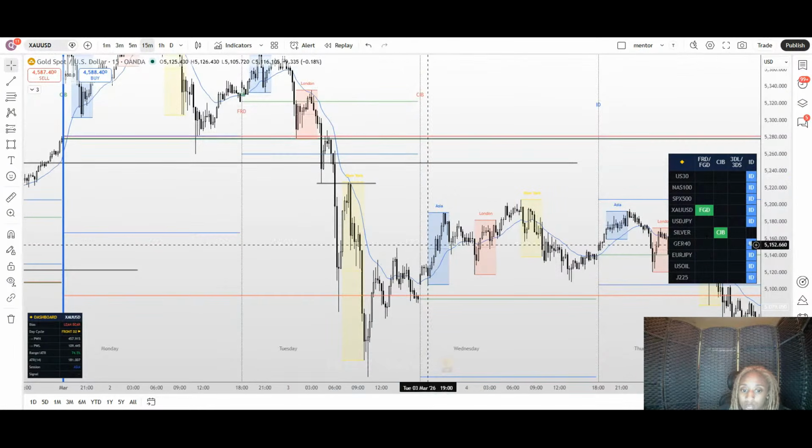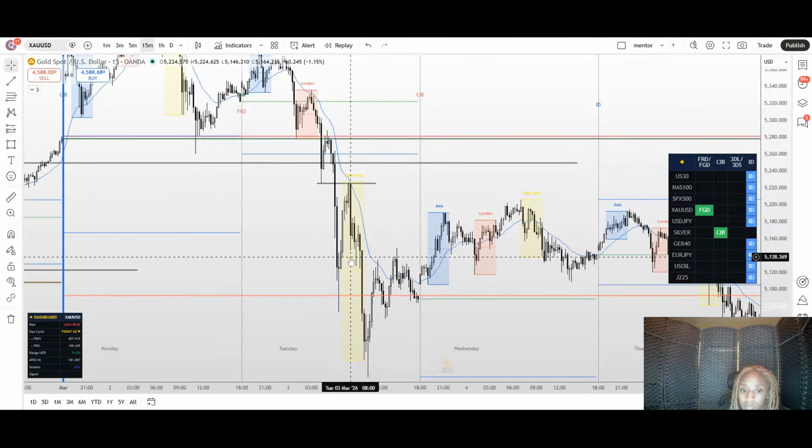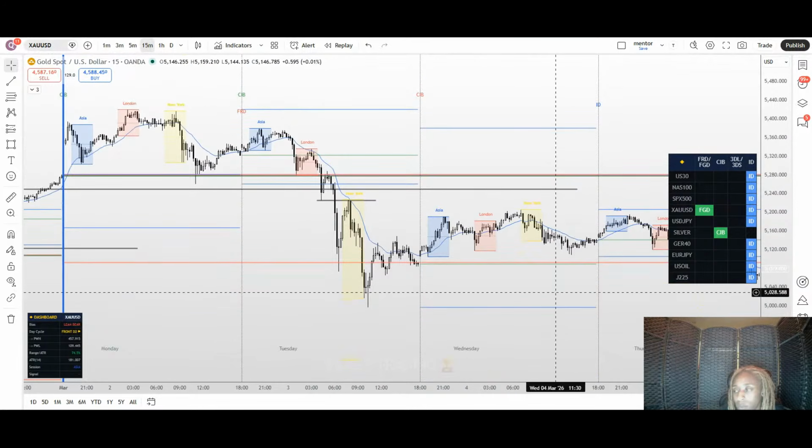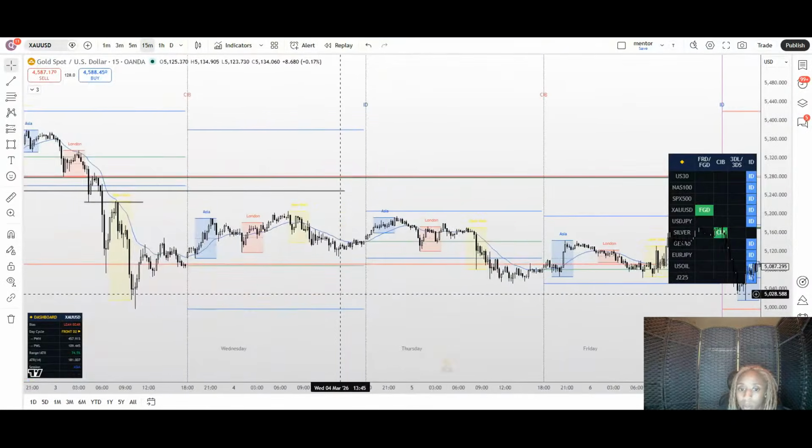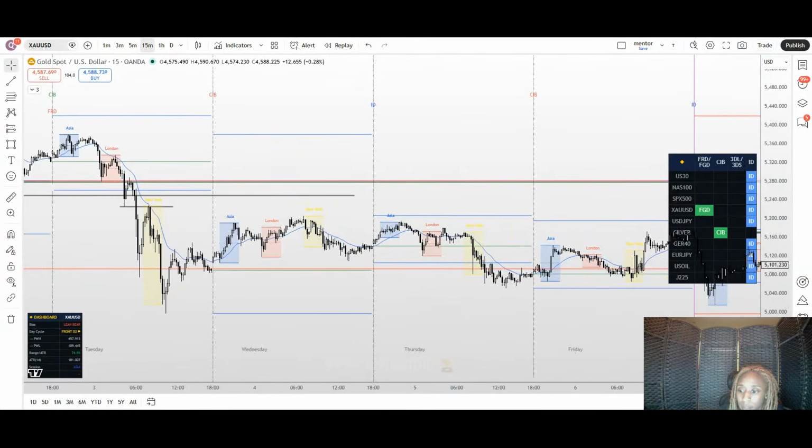Breakout, pullback, trend, engulfing candle. What time is this? 8 a.m. It's that simple. Inside day.